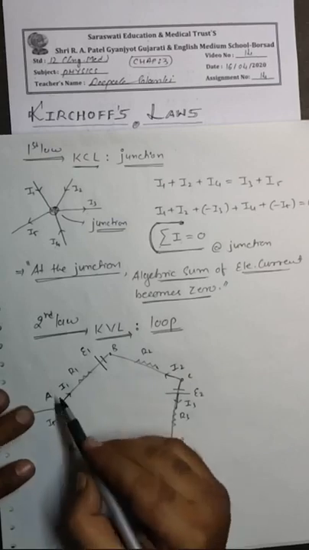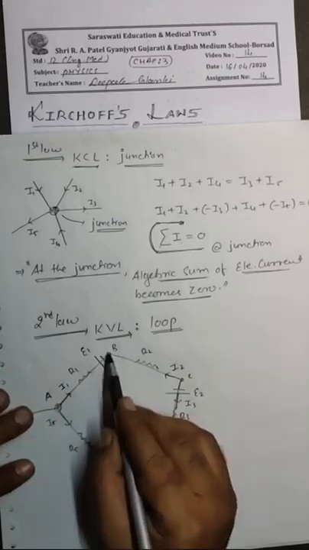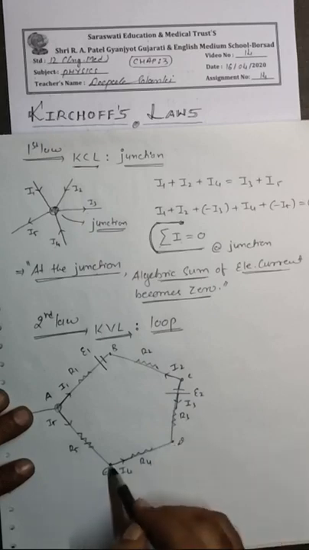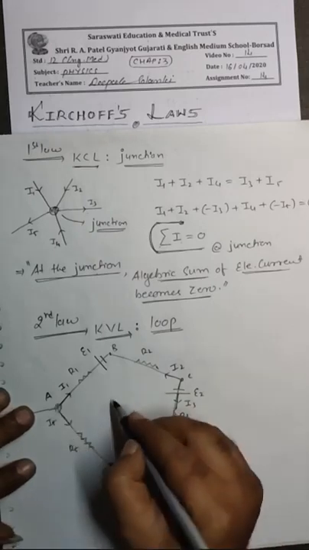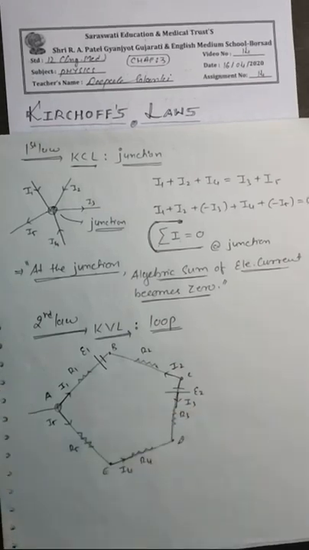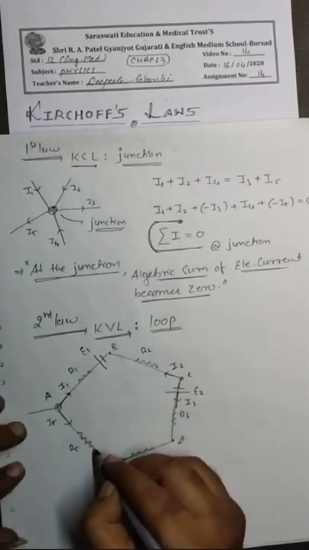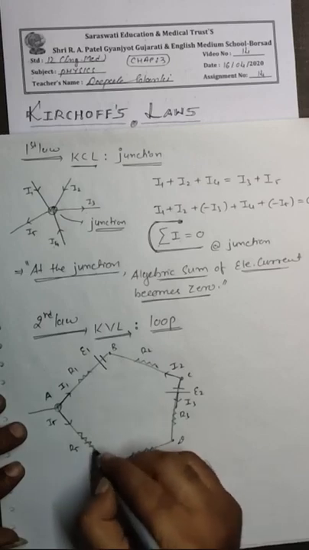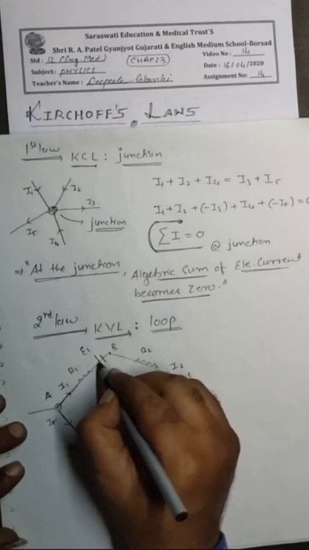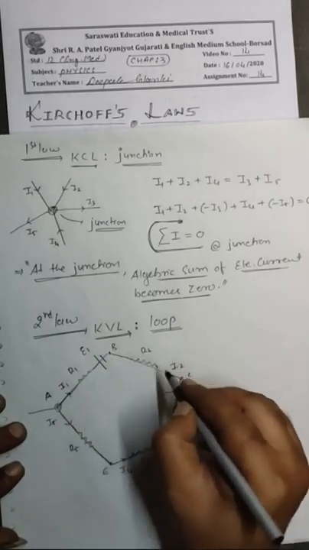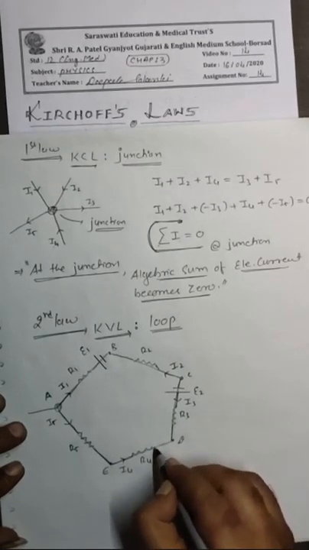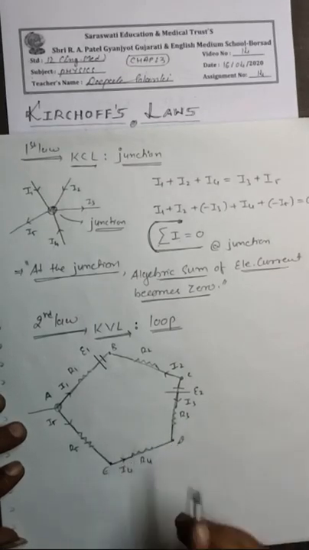So starting from A, B, C, D, E and EA, here one loop is completed. Okay, to solve this loop there are a few rules known as sign convention. We also have to understand the sign convention, how it works and how we have to use it for this.